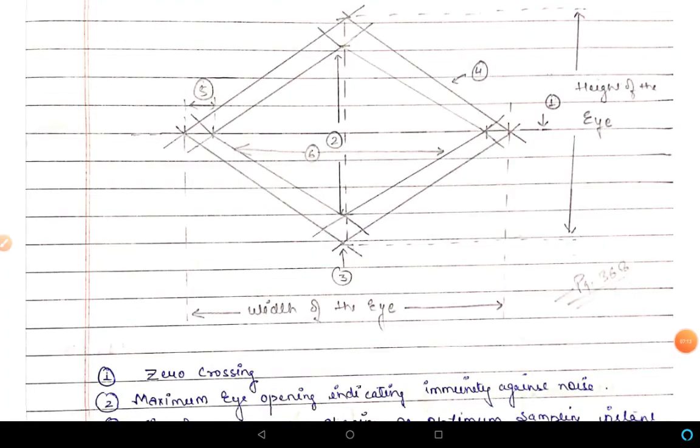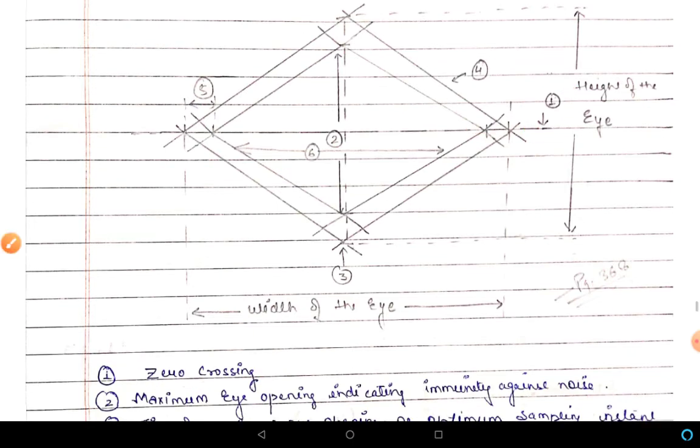The first parameter that can be seen from the eye diagram is your zero crossing. This zero crossing is a level at which it is crossing the zero. So this is a reference line. This is one of the parameters that can be seen from the eye diagram.